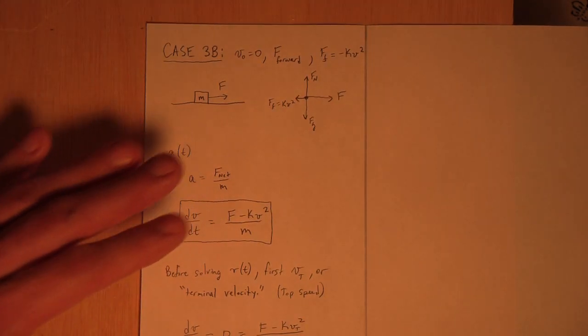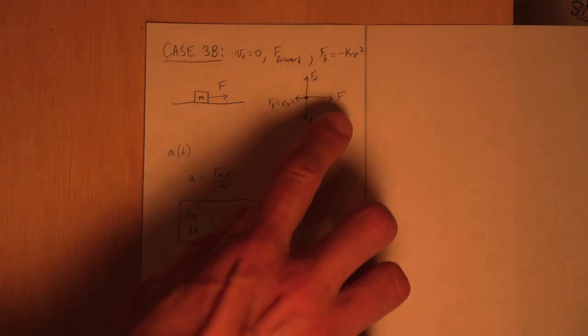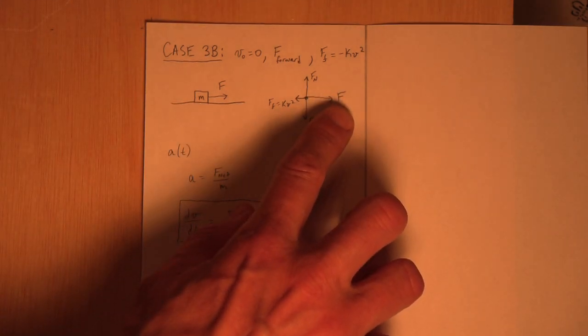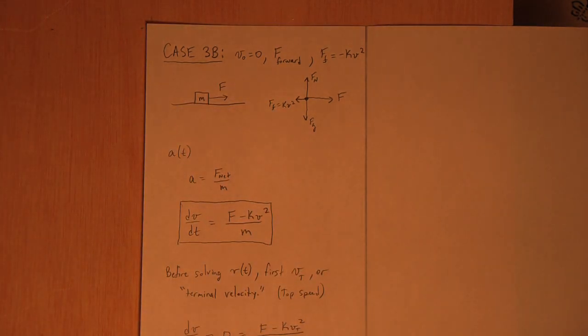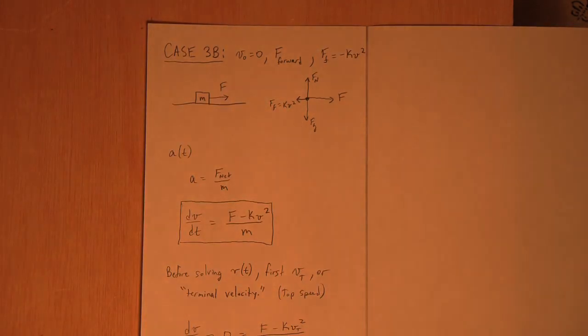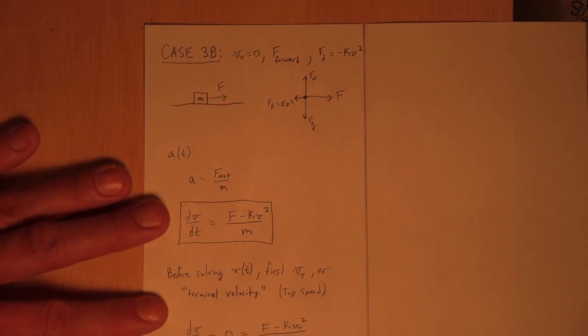In this case, this is like, again, the car. You floor the gas pedal, and you get that forward force of the engine, and then air resistance in the backwards direction, kV squared instead of kV like we had in case 2b from yesterday's notes. And gravity and normal force balancing.